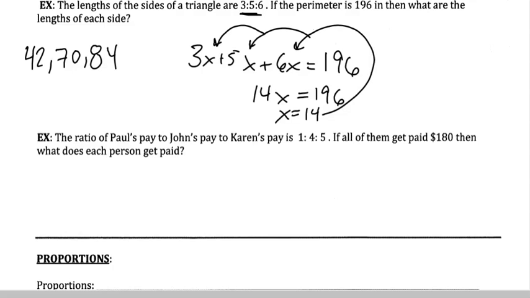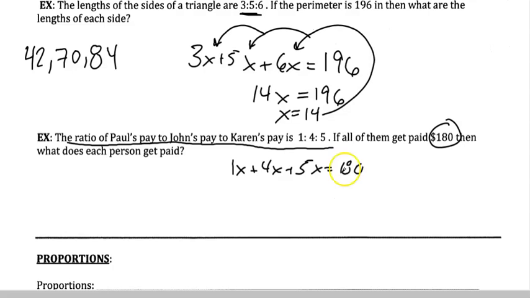Okay, now I want you guys to try this one. It says that the ratio of Paul's pay to John's pay to Karen's pay is 1 to 4 to 5. The total is 180. Then what does each person get? Figure out what numbers. So you should have had 1x plus 4x plus 5x equals 180. That gives me 10x equals 180. X equals, when you solve that, you get 18.